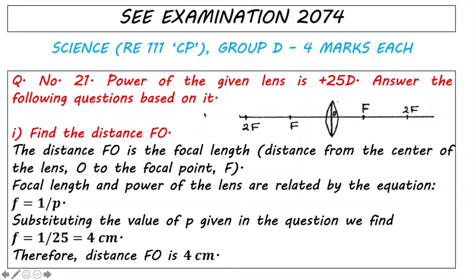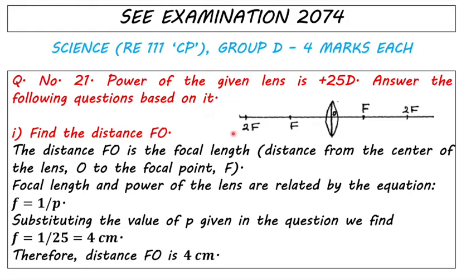Hello, SEE examination 2074. We're solving questions from science subject group D. Let's start with question number 21. The power of the given lens is 25D. Answer the following questions based on it.